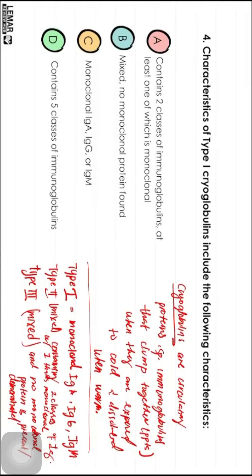So for this question, the answer is letter C, monoclonal IgA, IgG, or IgM. This is the type 1 cryoglobulins. We have your type 1 cryoglobulins.